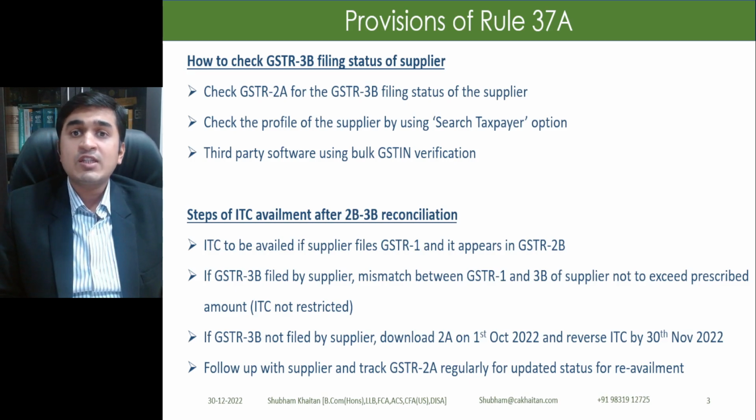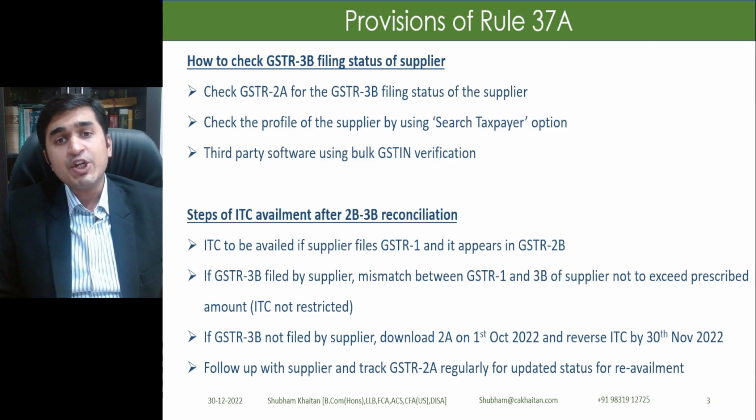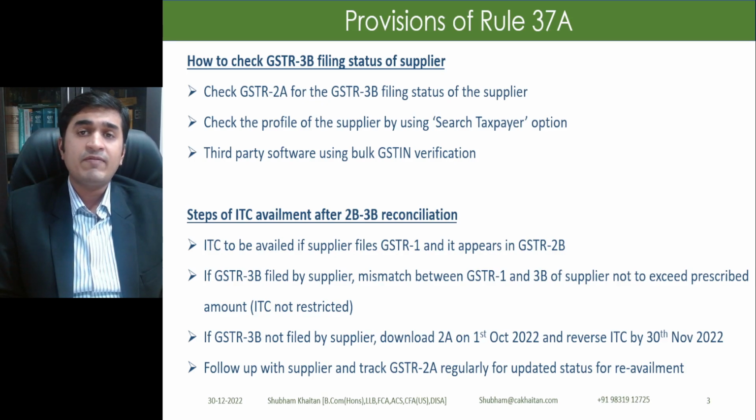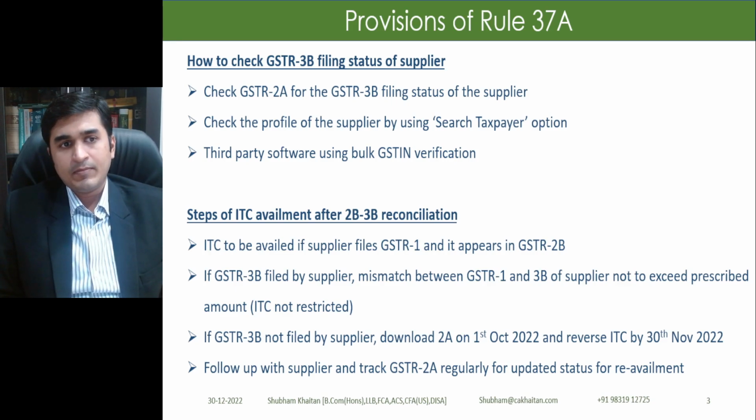So if he furnishes his 3B on, let's say, 10th of September 23, in that case, by 9th September 23, 2A will contain the 3B filing status as no, and when he furnishes it on 10th September, thereafter it would be containing GSTR 3B filing status as yes. So we need to track the 3B filing status of the supplier through our GSTR 2A.